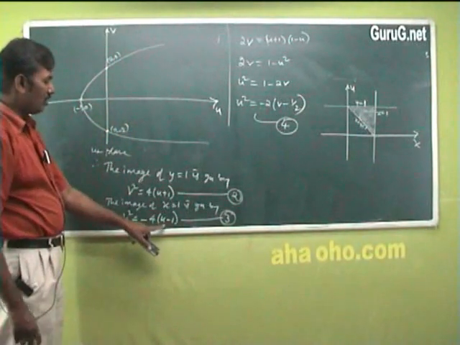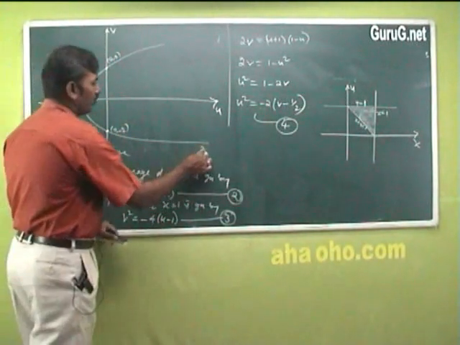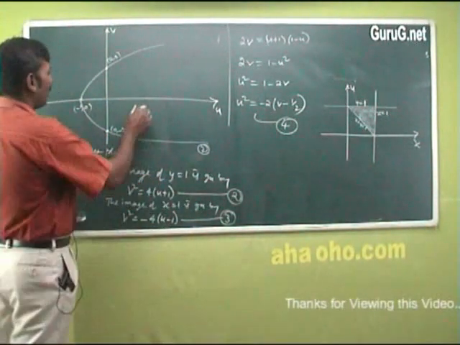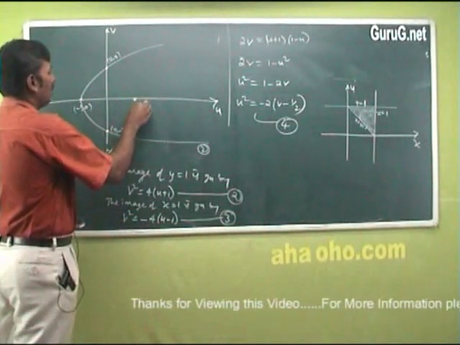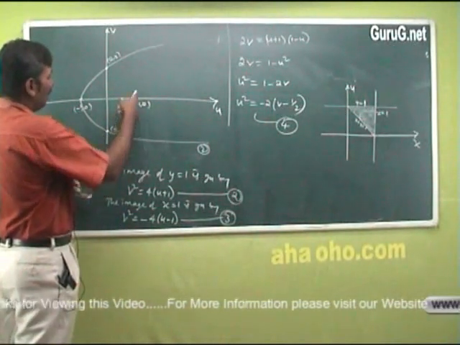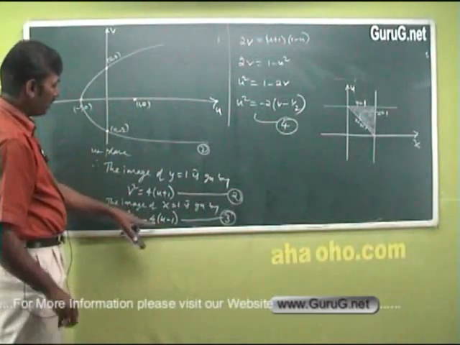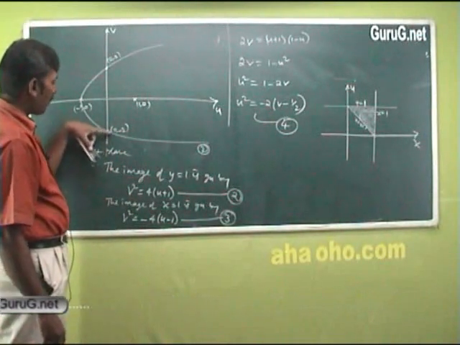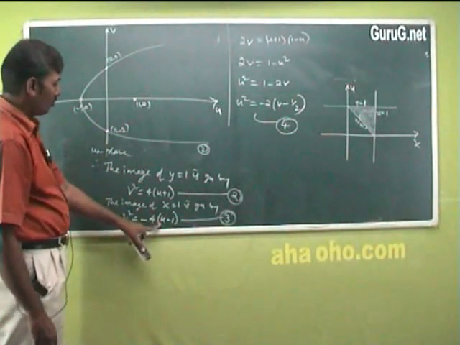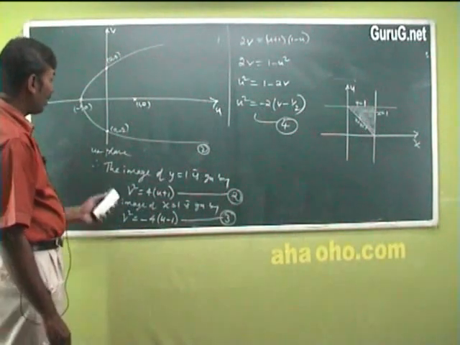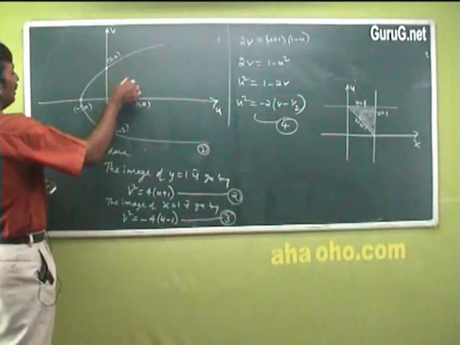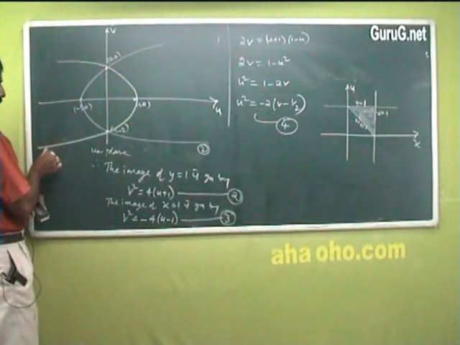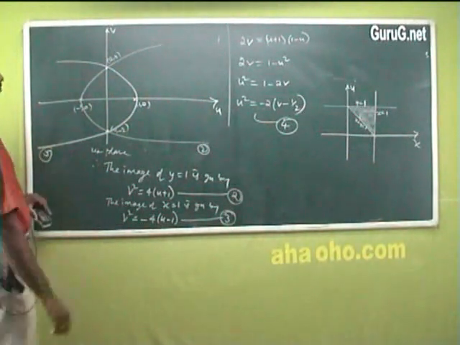And then this one, equation 2, has vertex 1, 0 and is left open. Whether this curve passes through this point or not, we substitute and check whether it is satisfied, right? So put u equal to 0, you may get v equal to plus or minus 2, right? So obviously the curve passes through these two points. So this is equation number 3, right?